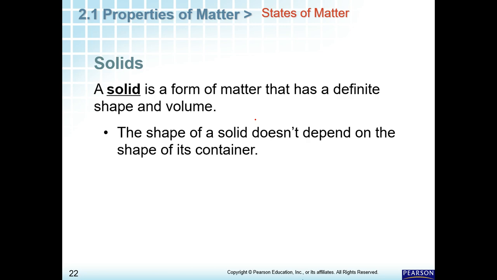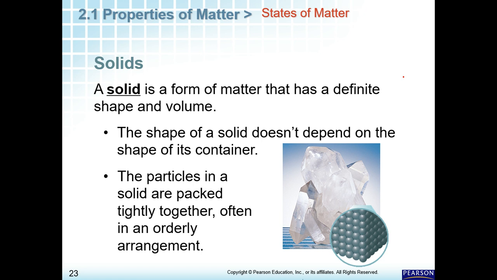First, we're going to focus on solids. A solid is defined as a type of matter that has a definite shape and volume. Definite means it does not change. The shape of a solid does not depend on the container or room that it's in. For example, a desk in my room is going to have the same shape and volume as if it was in Mr. Hammond's room.